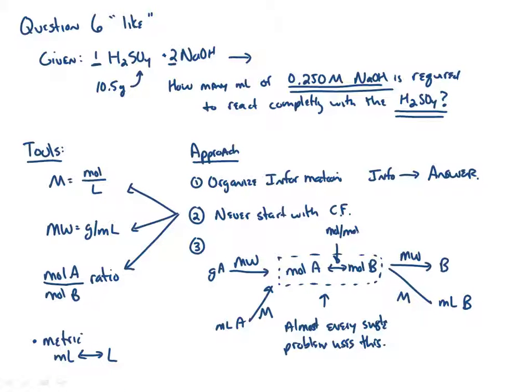How about, just remind me, okay? So those are the tools you have. This is the approach you want to take. So for this specific problem, if we take a look at our info, we know that we have 10.5 grams of H2SO4, and we know that we had 0.250 molar NaOH. And we know that at some point I will have to get to milliliters of NaOH.